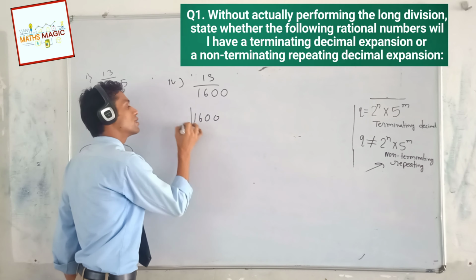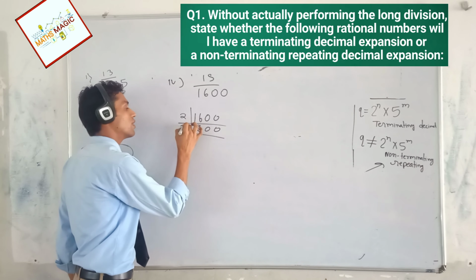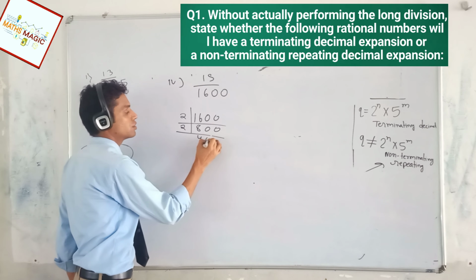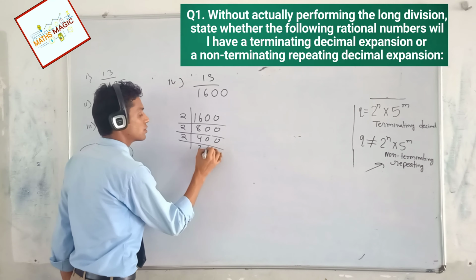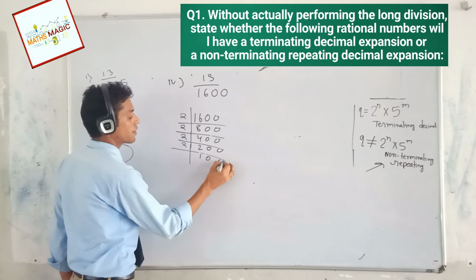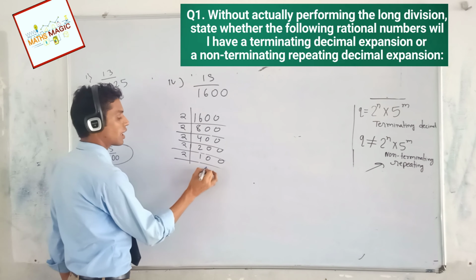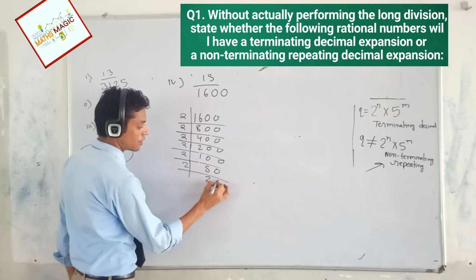1600 divided by 2, half is 800. Again divided by 2, half of 8 is 400. Half of 4 is 200. Again by 2, half of 2 is 1. Again by 2, half of 10 is 5. Again by 2, half of 50 is 25.